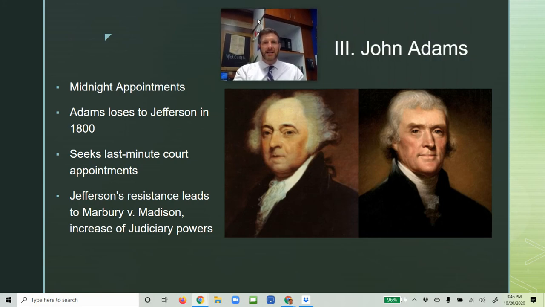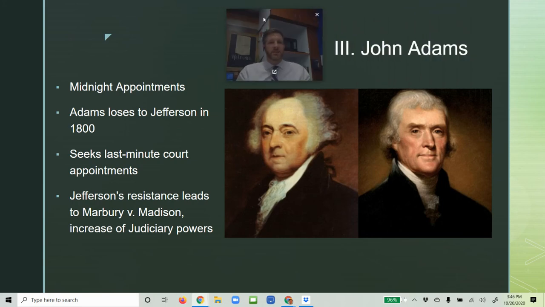Kind of Adams' last legacy, besides the XYZ and the Alien and Sedition Act, is that he actually loses. He's our first one-term president. Washington gets his two terms. Adams, very unpopular, doesn't go to war, doesn't gain from that, and signs the Alien and Sedition Act. And so he loses the 1800 election to Thomas Jefferson, who was, again, the head of the opposing Democratic Republican Party.